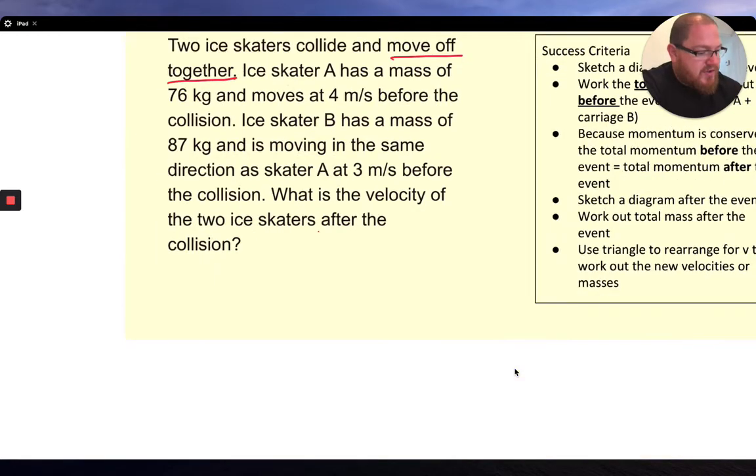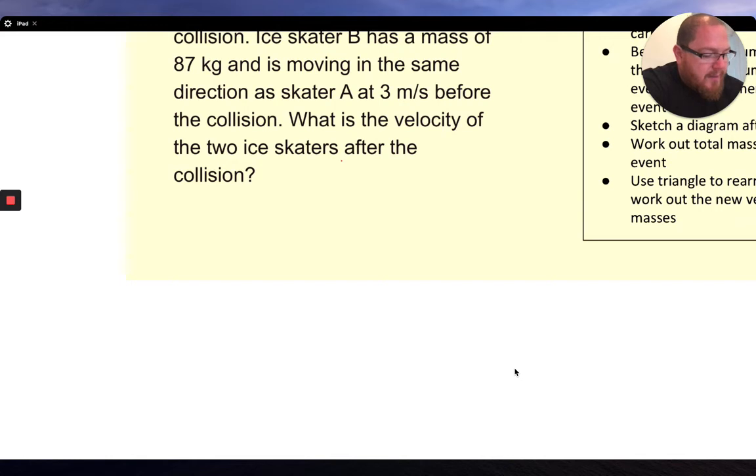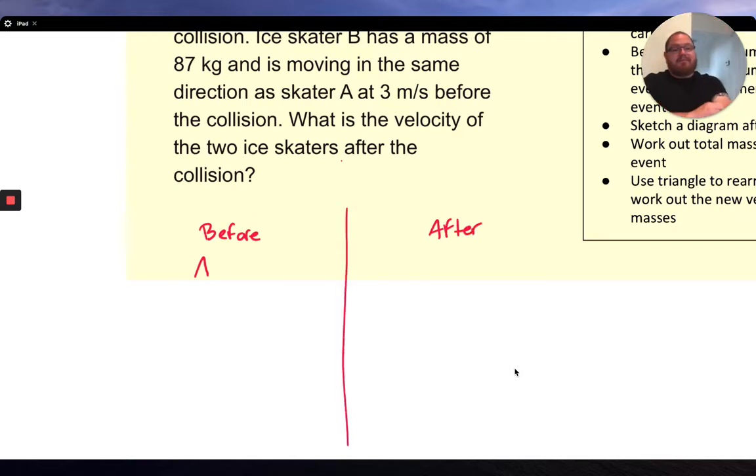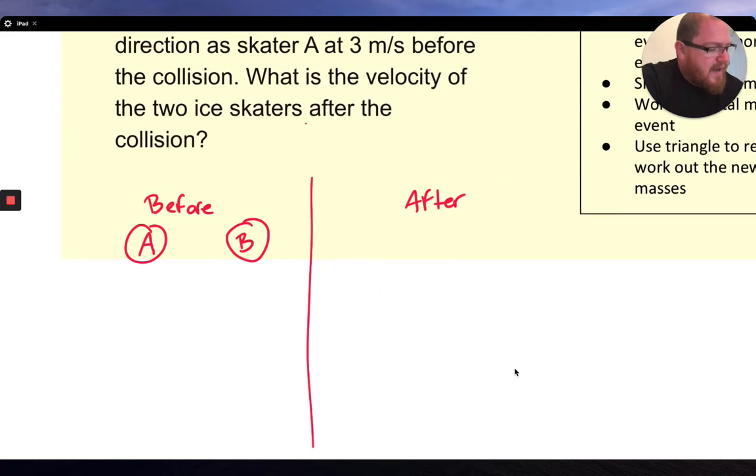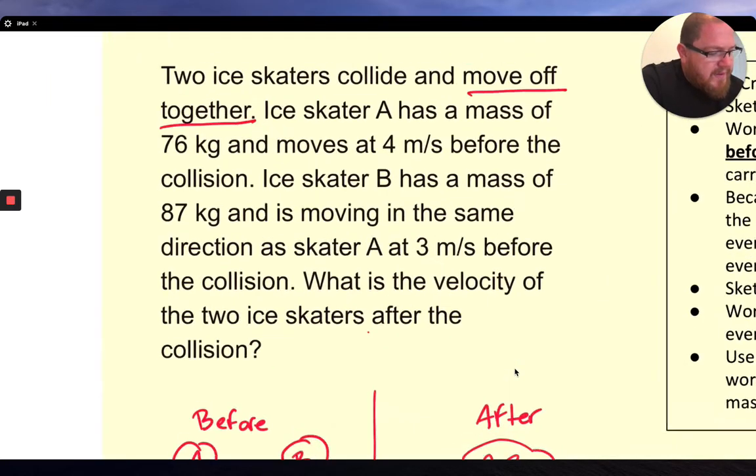So I'm going to just start like I did before. I'm going to go before and after. By the way, I'm going to do the two methods here. I'm not just going to jump to the second method because I think it's important that I do the two methods. So I've got object A, object B. It doesn't matter what they are. The ice skaters, trucks, it doesn't matter. And then after the event, I've got one combined A, B, okay? One big mass.